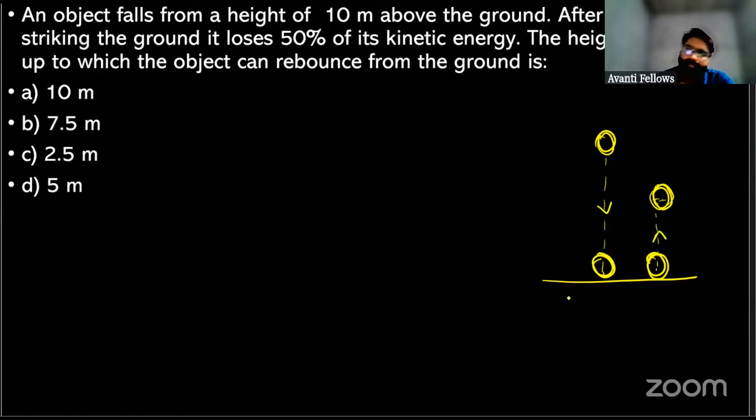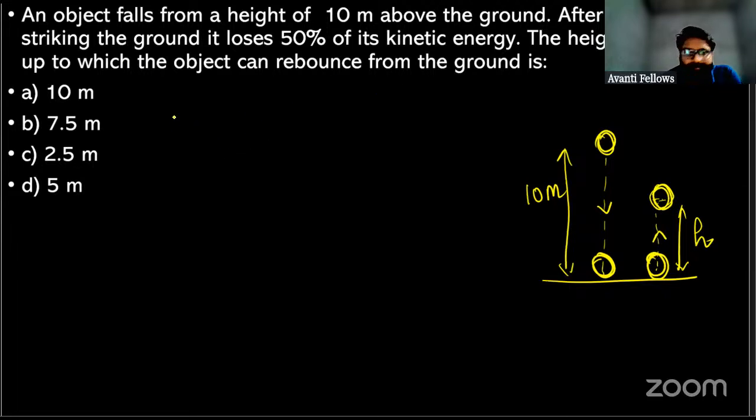Now, this height is 10 meters. This height we want to calculate. Let's say this height is H. After striking the ground, it loses 50% of its kinetic energy, which means when it starts rebounding, it starts with half of its kinetic energy. Now, what is the kinetic energy it holds? You can already calculate the speed of it here. What is the speed?